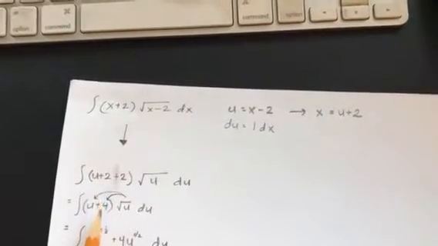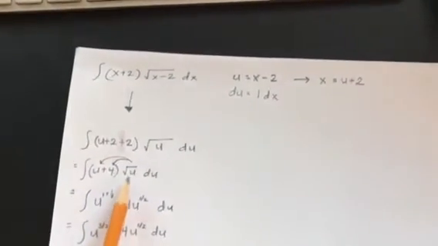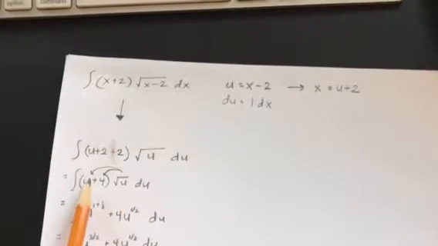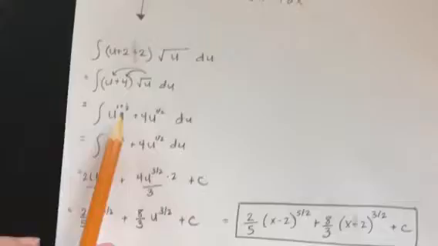Combine like terms to get u plus 4. Distribute this square root of u into both of those. Remember that the square root of u is the same thing as u to the 1/2. So when I multiply the u to the 1/2 and the u to the 1, I add their exponents. So I get u to the 1 plus 1/2.